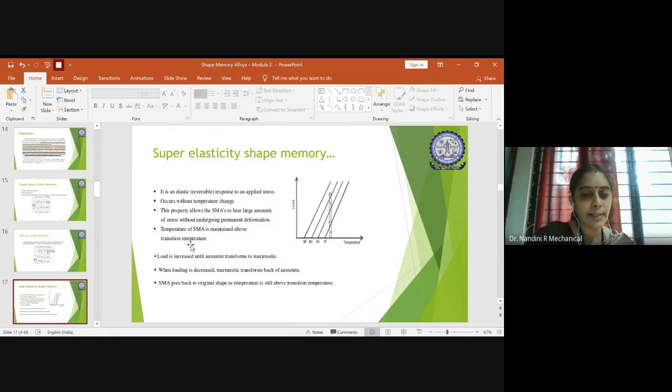And the next important characteristic is that the temperature of the shape memory alloy is always maintained above the transition temperature. All materials have a specific transition temperature. Suppose you have a shape memory alloy and its melting point is around 1800 degrees Celsius. But the phase transition in shape memory alloys happens within some specific temperature. That depends upon the material you are selecting.